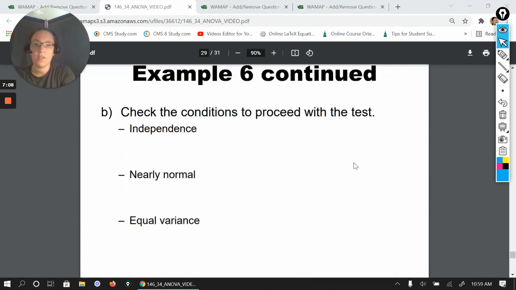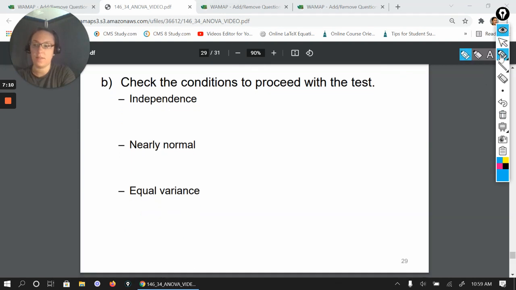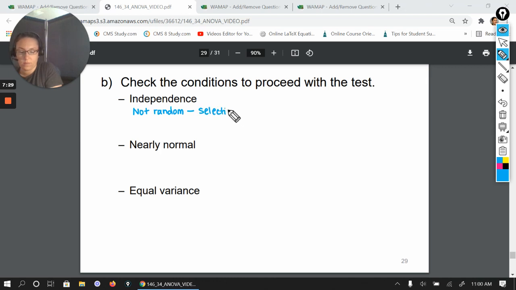Part B says check the conditions to proceed with the test. First, we have independence. Well, this study did not seem to be random. So there was no random selection or random assignment. So this is a big question mark.